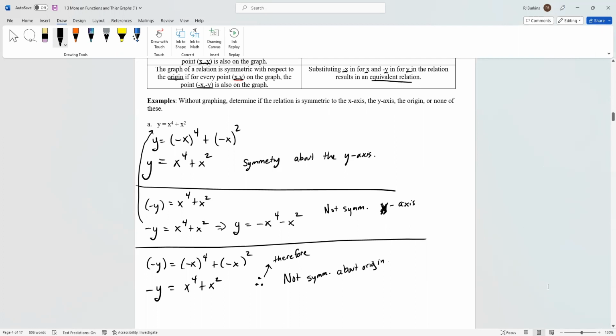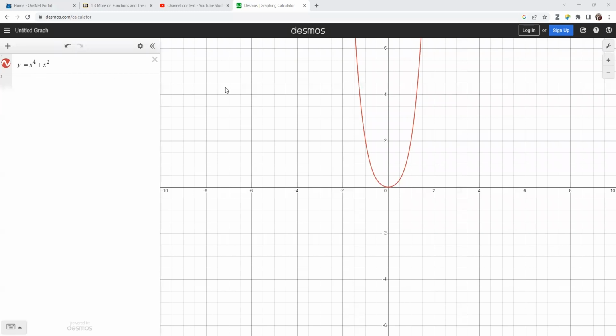Okay, and then let's take a quick look at what this looks like, just so we can prove that we were right. All right, so I went ahead and plotted it. And this is our function, y equals x to the fourth plus x squared. You can clearly see it is symmetric about the y-axis. If I look at a point here, I have negative 1, 2, and then I have 1, 2. It is not symmetric about the x-axis. It doesn't even flip over the x-axis. And it's not symmetric about the origin.